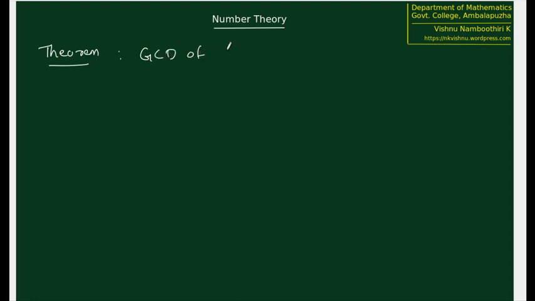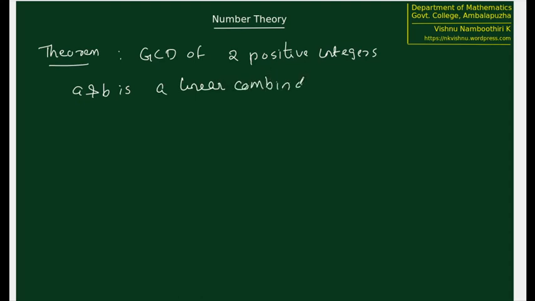The GCD of two positive integers A and B is a linear combination of A and B. And this is precisely Bezout's identity, because we have seen that if D is the GCD of A and B, then there exist integers x and y such that D is equal to ax plus by. But we are going to derive this theorem using a different technique.